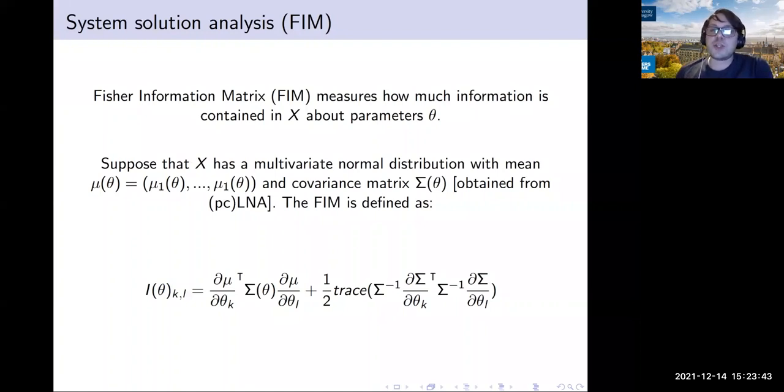The Fisher information matrix measures how much information is contained in X about some parameters that we might be interested in, theta. So if we assume that X has a multivariate normal distribution, and we know that we can assume that for the linear noise approximation and the variance that we're using, then the Fisher information has a formal analytical form, which we show here. So we can calculate this in advance of doing any sort of inference. We can calculate the Fisher information matrix for our system, where the mean vector corresponds to all of the individual outputs of our model. So in the case of the NF kappa B system, that's the 11 variables. And we might have up to, say, 30 or 40 parameters that we might be interested in looking at the sensitivity for that particular variable.